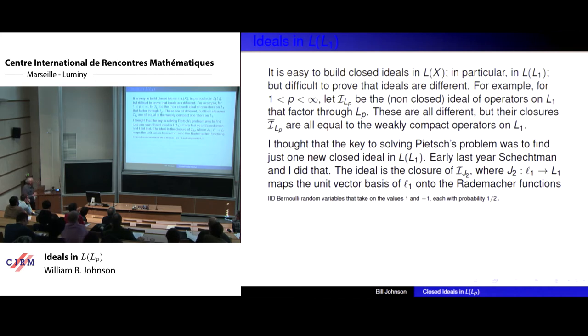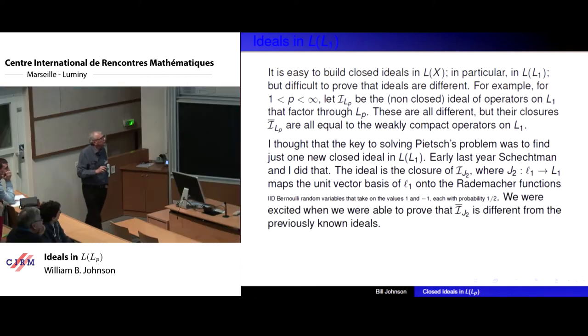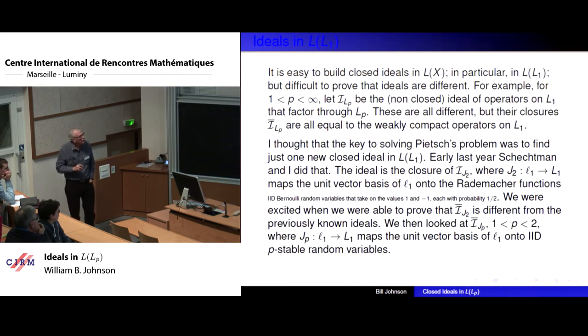And we have, of course, probability going for us here and some other things. And we were able to prove that the closure of this ideal is different from all the previous known ones. So once we got one, we were sure we were going to get infinitely many. So how are we going to get infinitely many? Well, you do something that's analogous but quite different.